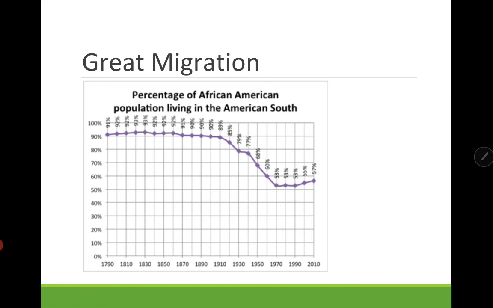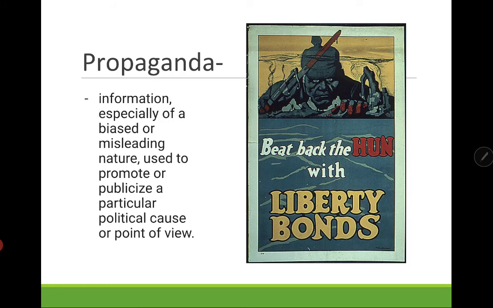So the Great Migration is going to start to happen under World War I. Lots of folks are going to move from the South to the North, beginning with World War I, looking for jobs, especially in places like Chicago.